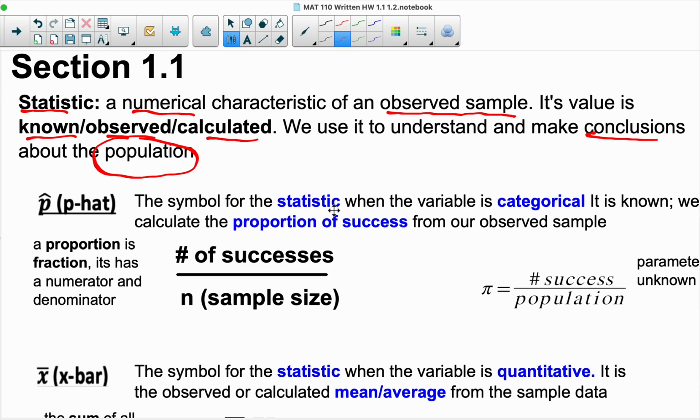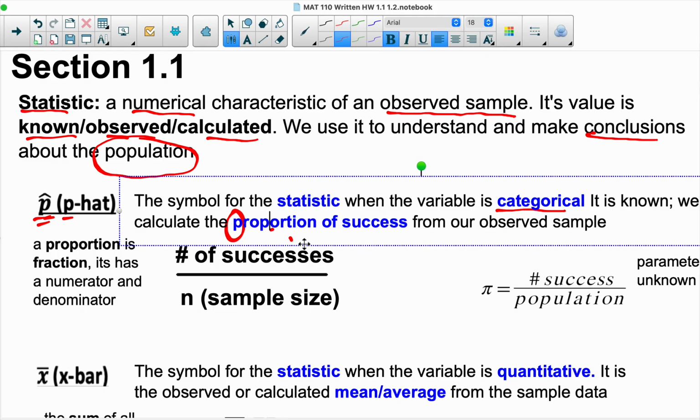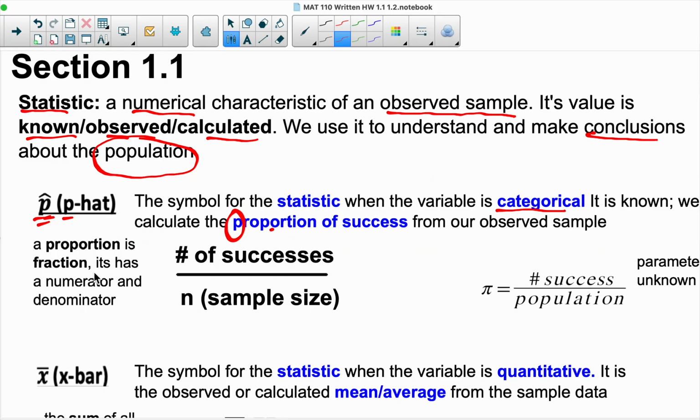The symbol for the statistic when we have a categorical variable is p hat. Okay, so it represents a proportion. You think of P, proportion or percent of success. And a proportion is a fraction. So whenever you're talking about p hat, it's important to put it in the context of how many successes did we have out of what the total sample size is.